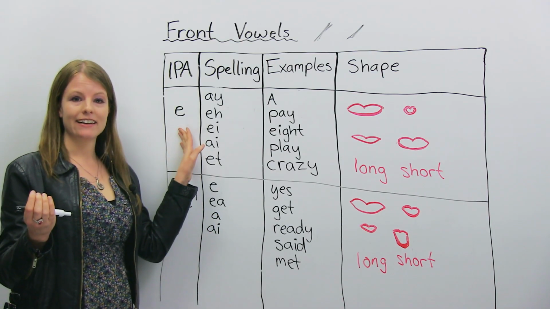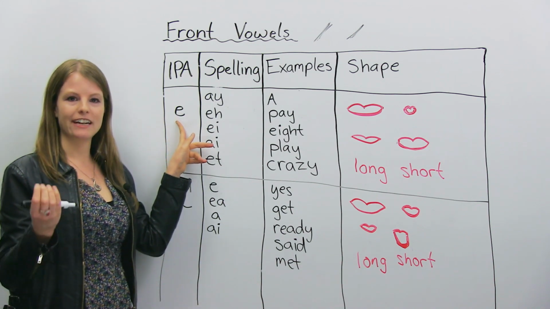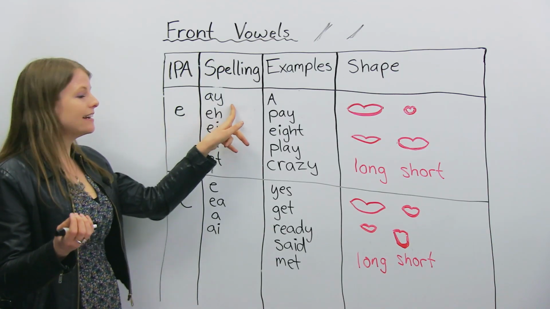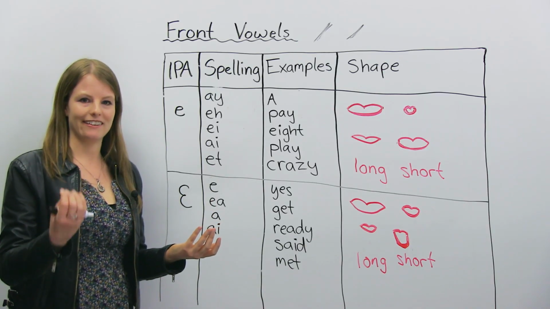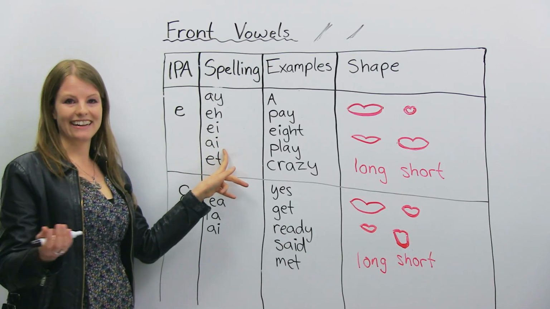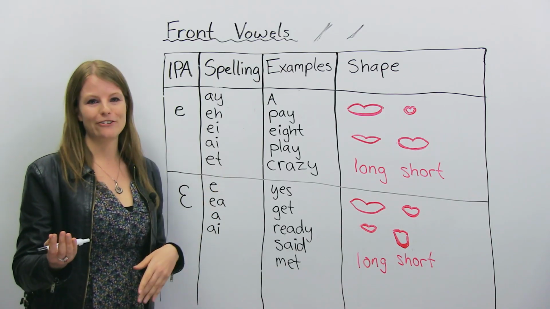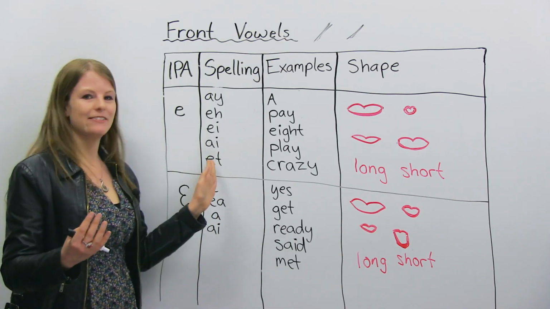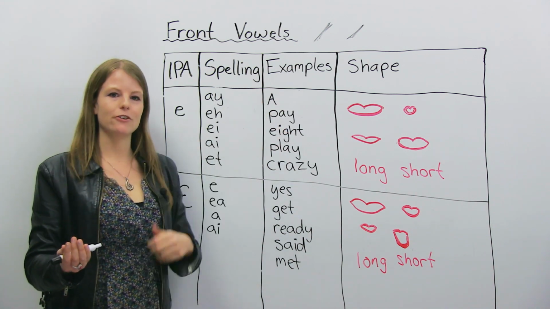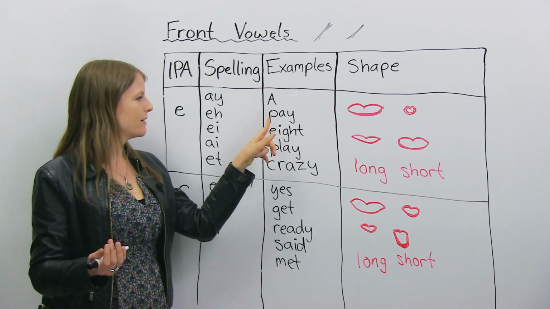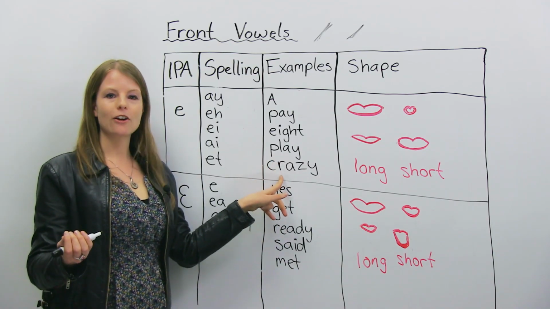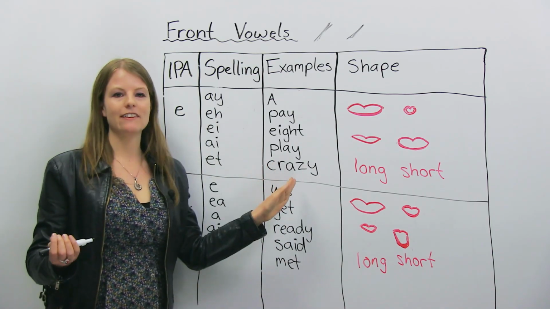So this is the symbol of A. I know it looks like an E, but in the International Phonetic Alphabet, if you're looking in the dictionary for how to pronounce the word, this is the symbol you will see. In English spelling, there are many different spellings of this sound. We have A, EI, AI, and ET can also be A, which is why you can't really trust spelling when it comes to pronunciation. So let's look at some examples. We have the letter A, if you're doing A, B, C. Pay, 8, play, crazy. So these all have the same sound.